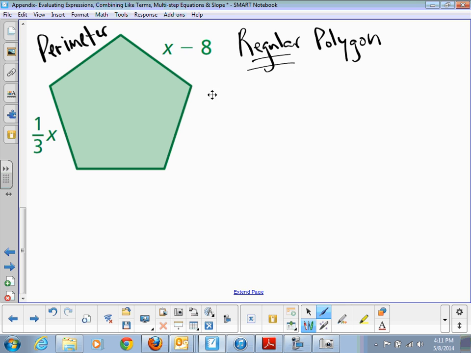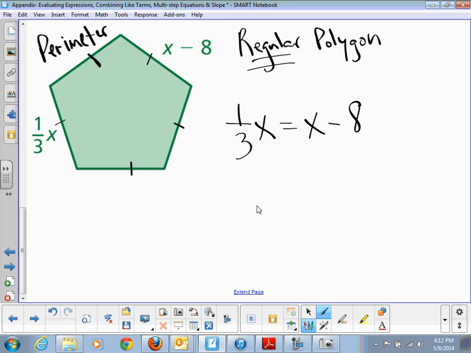First of all, this is a pentagon because it has 5 sides. So we've got our pentagon here, and all 5 sides are equal to each other. So what we can do with this expression, x minus 8, and this term, 1/3 x, because all sides are equal, we can set them equal to each other. All right? So that's going to help us to find x.